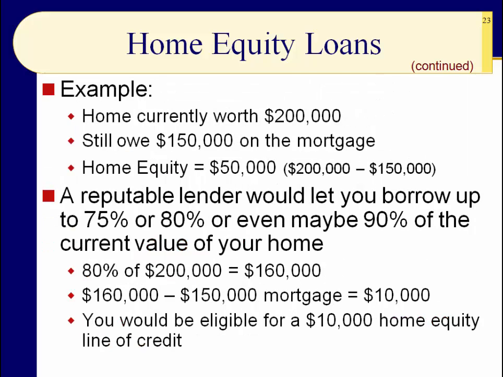So here is an example about a home equity loan. In this example, the home is currently worth $200,000. You still owe $150,000 on the mortgage, so your home equity is $50,000, which is $200,000 minus the $150,000. Now, a reputable lender would let you borrow up to 75% or 80%, or sometimes maybe 90% of the current value of your home. So 80% of $200,000 equals $160,000. You need to deduct the $150,000 from your existing mortgage, okay? So you have $10,000, so you would be eligible for a $10,000 home equity line of credit.